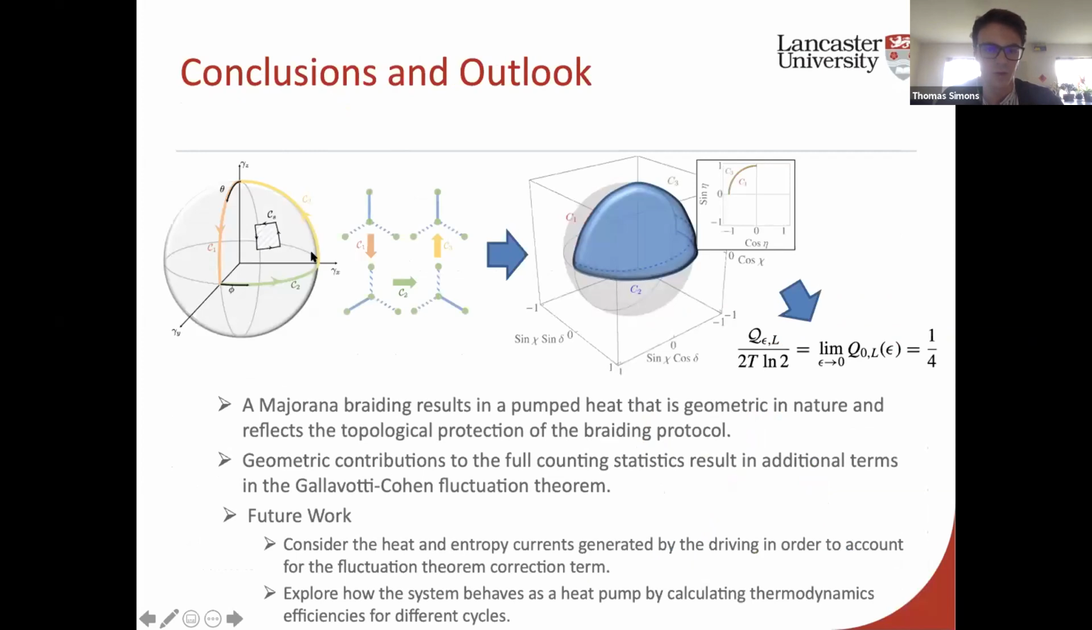So just to conclude, I've shown that Majorana braiding results in a pumped heat that is geometric in nature and reflects the topological protection of the braiding protocol. Also, these geometric contributions are evident in full counting statistics and result in additional terms to the Gallavotti-Cohen type fluctuation theorem. So thank you for your attention, and I'm happy to try and answer any questions.